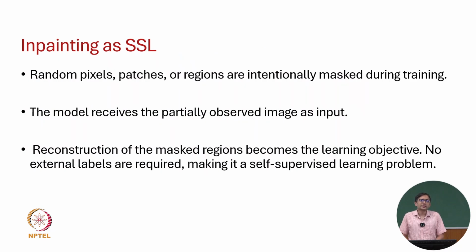When you start thinking about inpainting from the deep learning possibilities, inpainting can be modeled as self-supervised learning. Random pixels, patches or regions are intentionally marked during the training. The model receives the partially observed image as input, and the reconstruction of the marked regions thus becomes the learning objective. And thus in this process, we do not require any external label, making it a self-supervised learning problem.